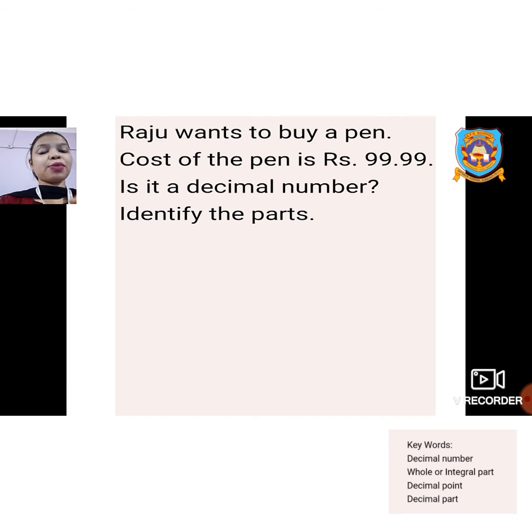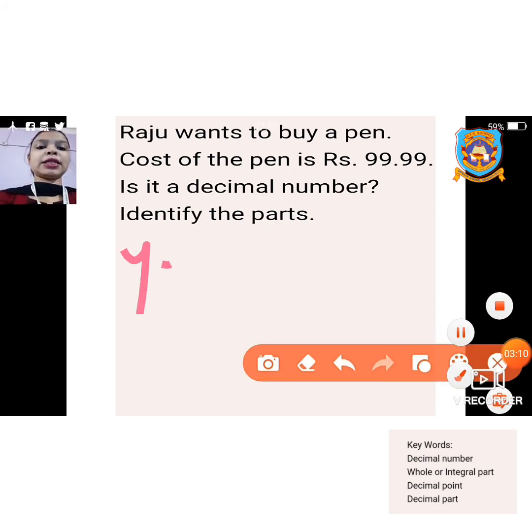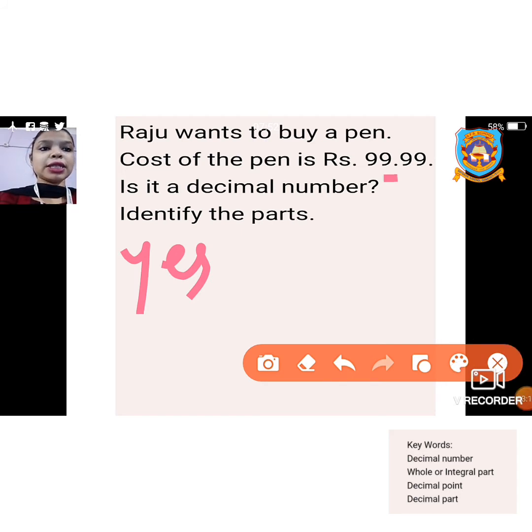After the decimal point, you read the numbers individually. 99.99, the price of the pen, and Raju wants to buy the pen. Now it is asking you, is it a decimal number? Yes, it is a decimal number because there is a dot, or a decimal point. Now identify the parts.